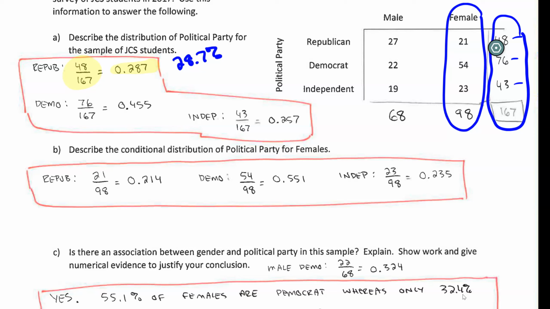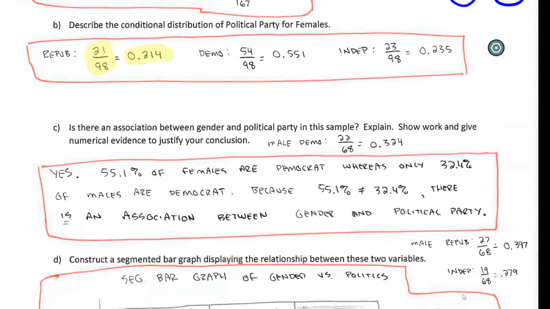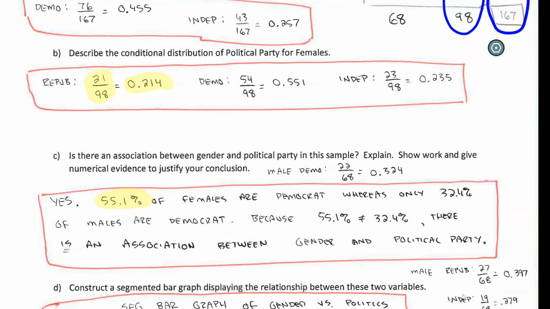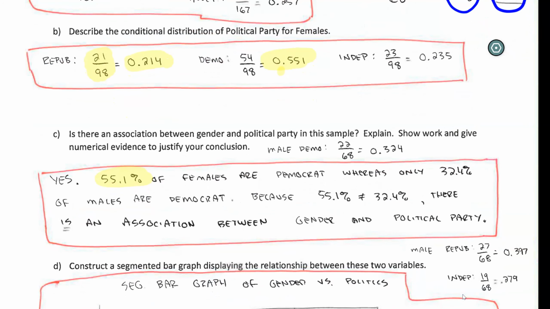So this would be 21 out of 98. And the reason is they want to see what numbers you're dividing. That's what they want to see, okay, for 21%. Democrat, Republican, Independent. Another example is, is there an association? Yes, there's an association. Why? Because 51% of females, that was right here, are Democrat, whereas only 32% of males are Democrat, and I showed that right here.